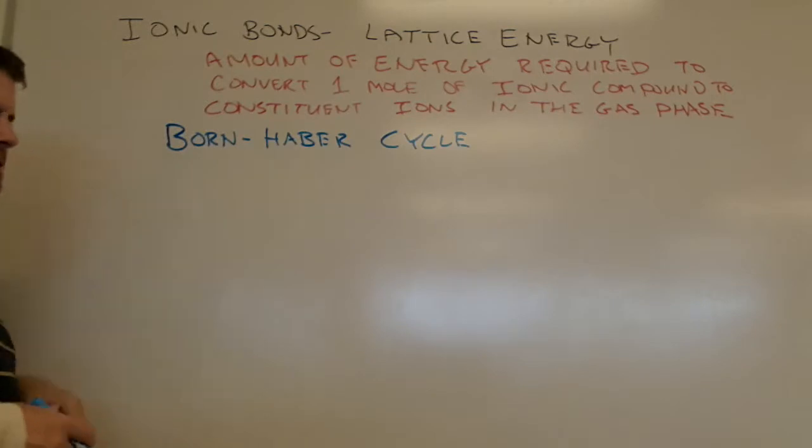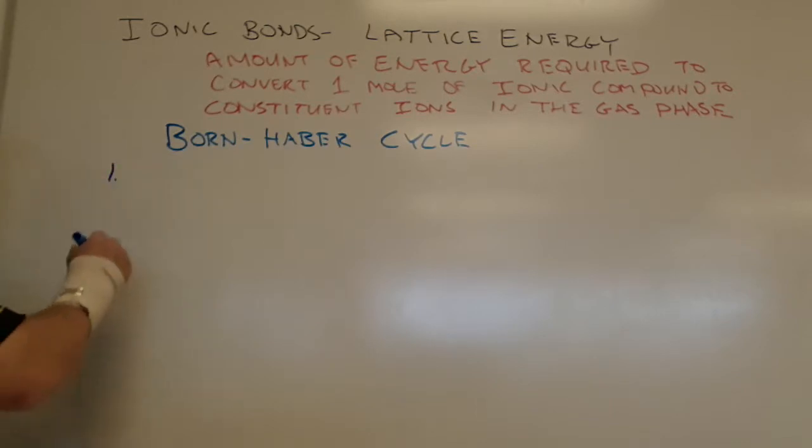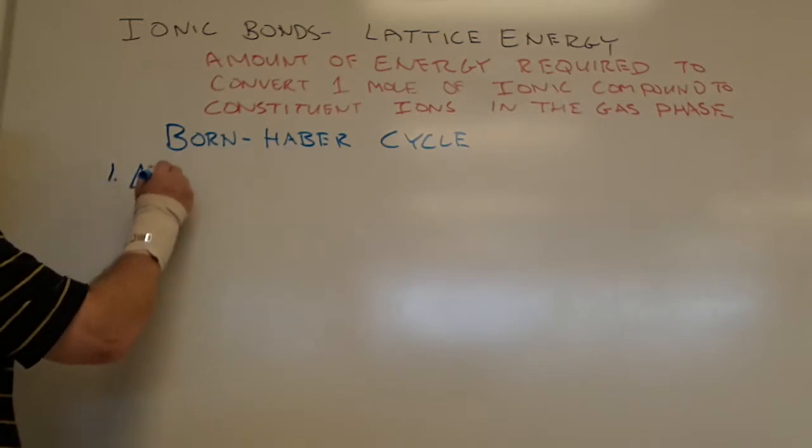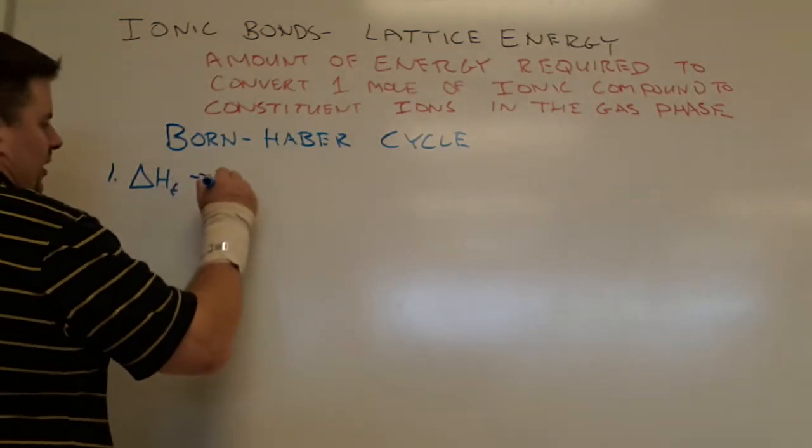Right? And it consists of 5 parts to give the actual lattice energy. The first part is going to be the delta heat of formation. Right? This is the amount of energy that's either required or released when something is formed. Okay? So it's the base energy of something. So the heat of formation is the first part.